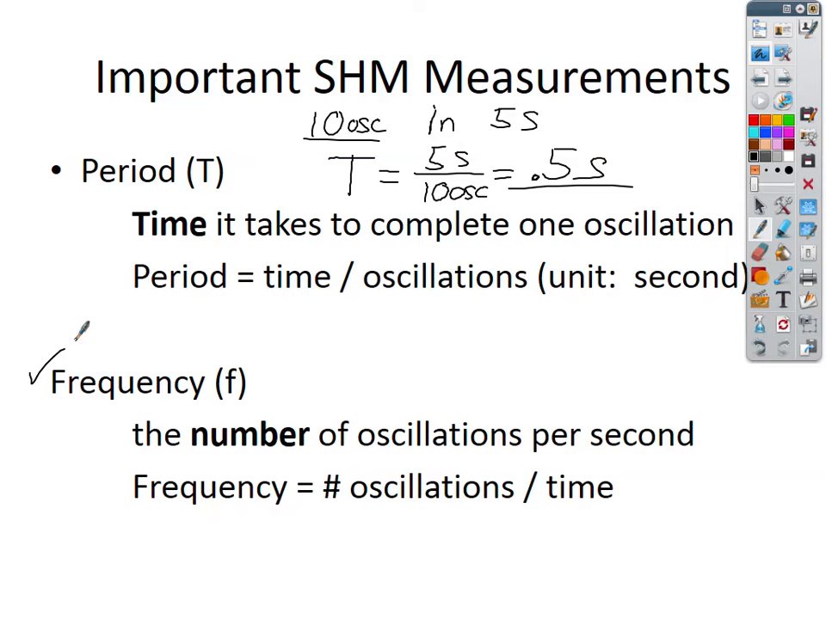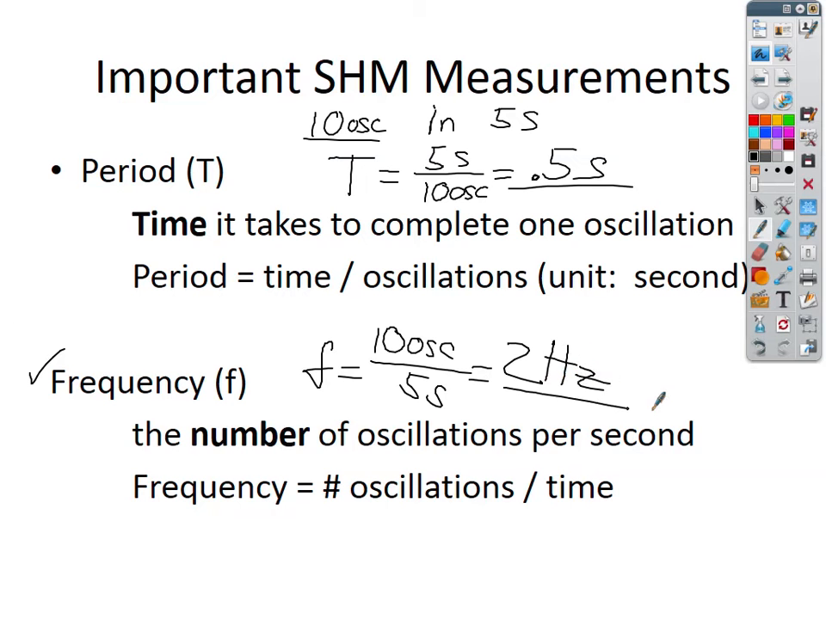It's the opposite. It's the inverse. All right. Frequency will equal oscillations over time. So if I redid the calculation above, the frequency would be 10 oscillations over 5 seconds, which would be 2. Well, what's the unit for frequency? It's going to be the hertz. Okay. The unit for frequency is called the hertz.